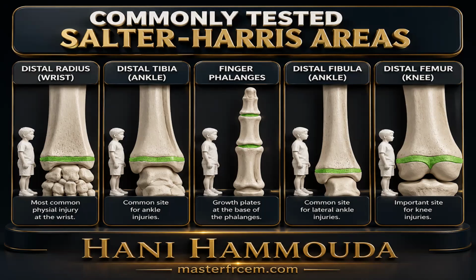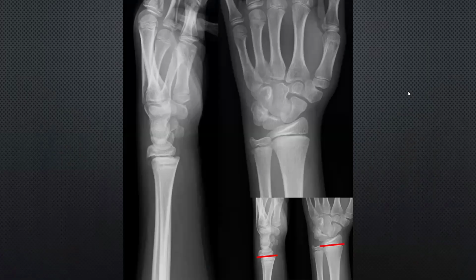You said wrist. What do you mean by wrist? Which bone? The wrist could be the radius and ulna, the distal end of the radius. Distal radius, yes. And you said ankle, which bone? The ankle is the distal tibia. And in the fingers? Phalanges. Okay, and then the distal fibula is in the ankle, and the distal femur is the knee. So what about this X-ray, doctor?